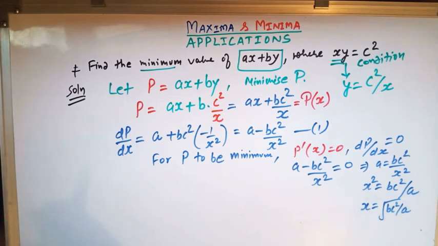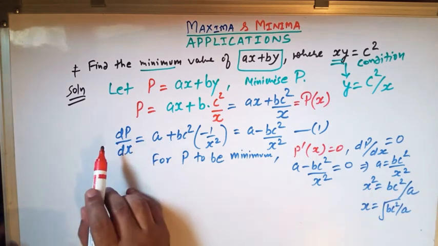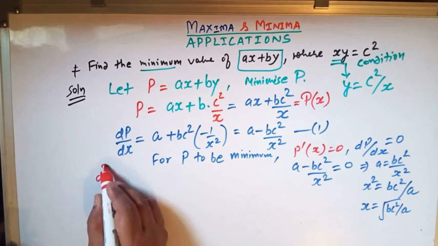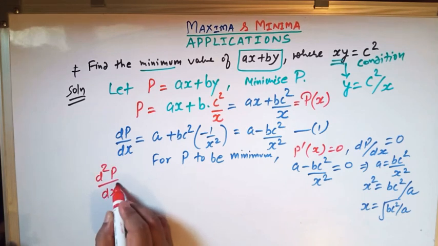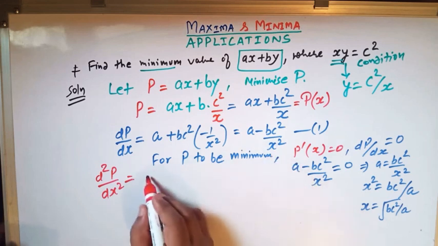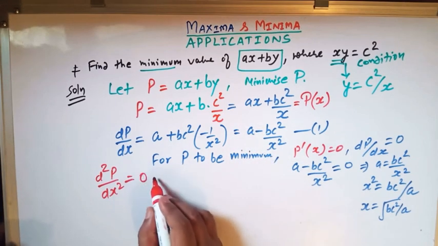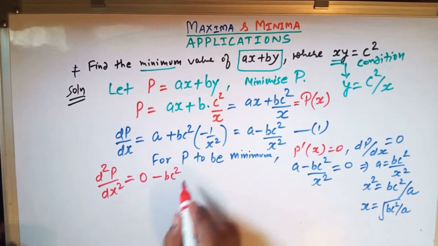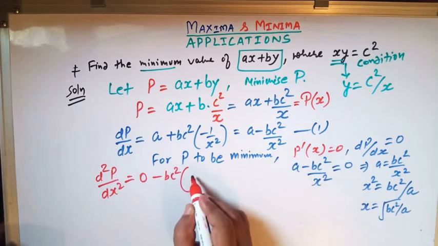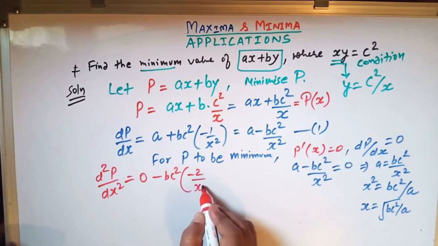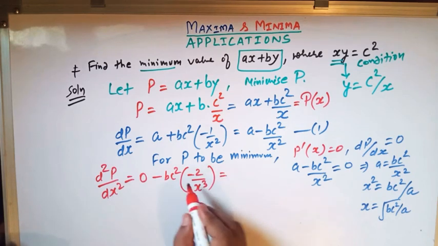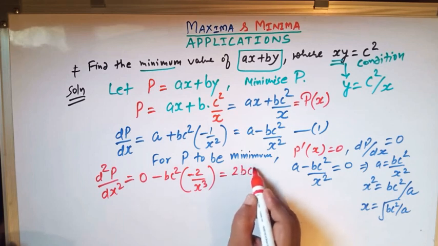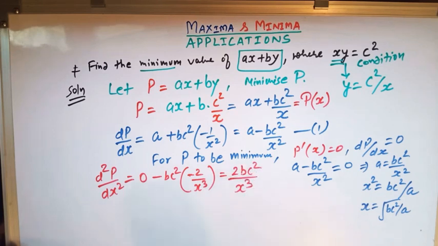Clear? Now viewers, this is the critical point. Now we find the second derivative. So this is the second derivative of P. We see that the derivative of a is 0 minus bc square, and the derivative of 1 over x square is minus 2 over x cube. Clear? So this is minus minus plus, this is 2bc square over x cube.